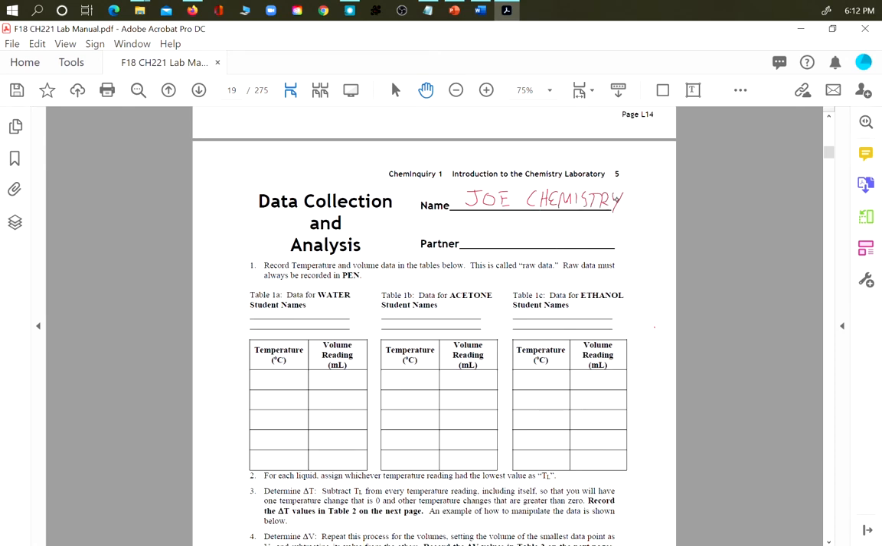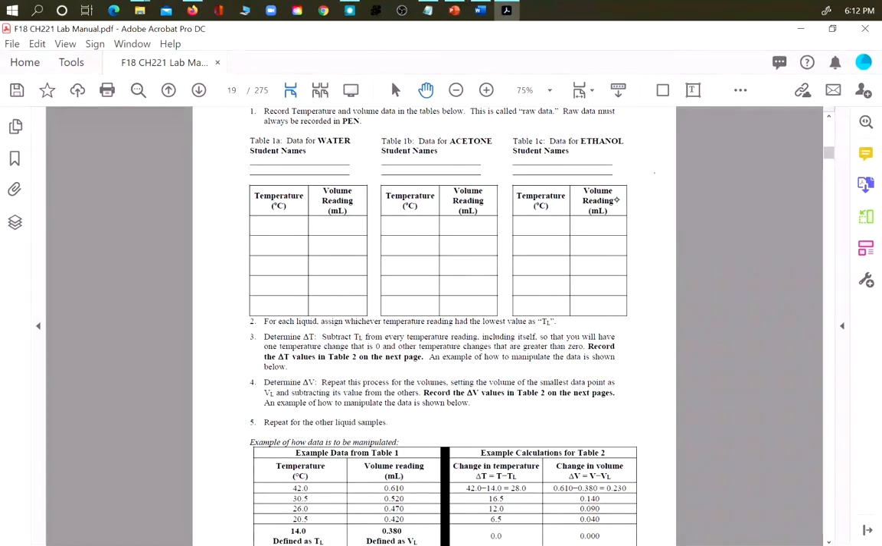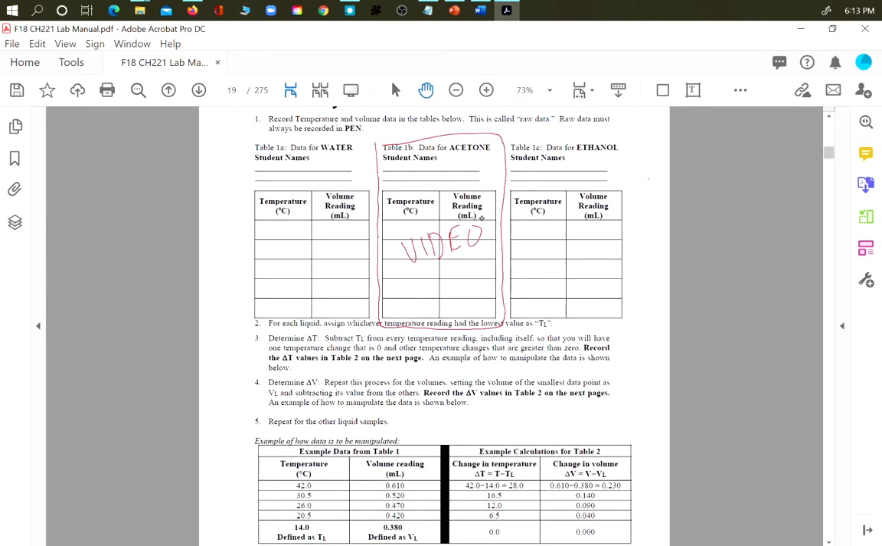You won't really have a partner. So the data you're going to collect from the video is just for acetone. We only filmed data for acetone. So you'll watch the video and follow the instructions there. The other data that you're going to collect, ethanol, and the data for water. So this data is on a handout.